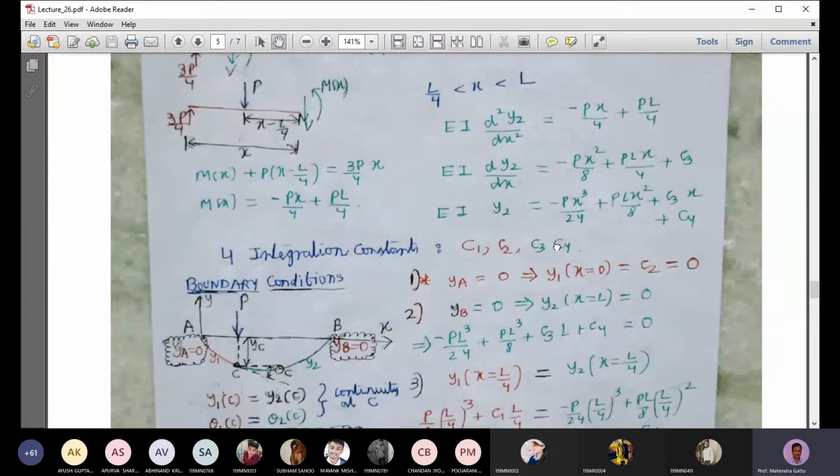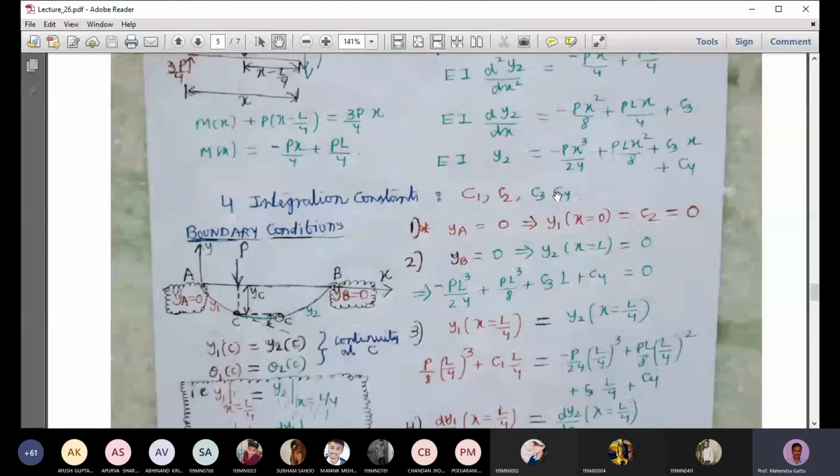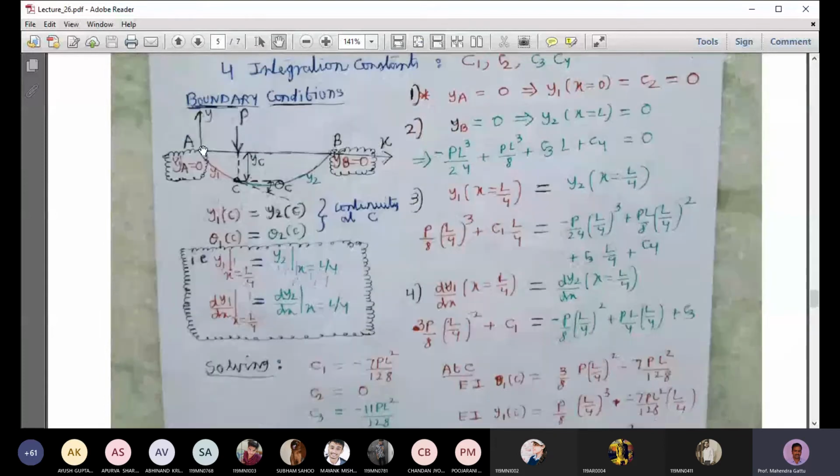So how to find those 4 integration constants? We have to apply the boundary conditions. So let's look at the deflected shape here. This is the deflected shape, and between A to C I'm sketching the deflected shape by this red color. The red color will represent that y1, and between C to B I'm sketching the deflected shape by that green color, and that is this y2.